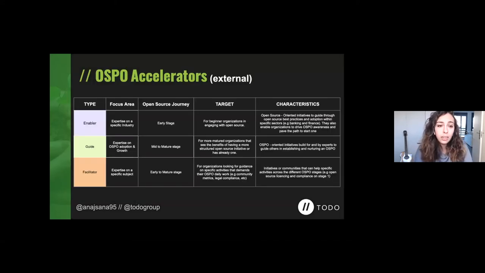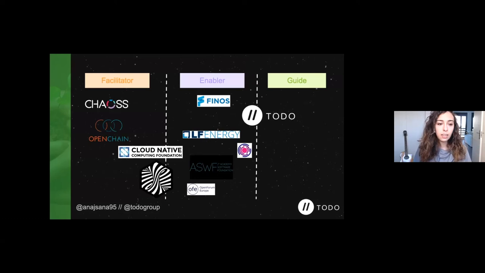I also wanted to share more detail about the OSPO accelerators, the external ones, because I think there are different types. There are the enablers, the guides, and the facilitators. And I wanted to divide them depending on the focus area. There are certain accelerators that have expertise in a specific industry, for instance, those communities that have expertise in finance, or government, or automotive. There are guides that have expertise in OSPO creation in general, and there are the facilitators that have expertise in a specific subject, for instance, open source metrics or open source compliance, that can help to move forward in these stages. These are just examples, and of course, there are many more.